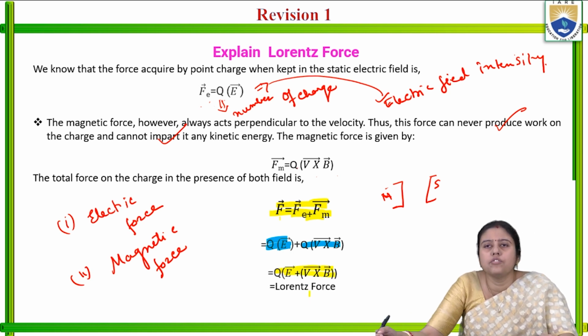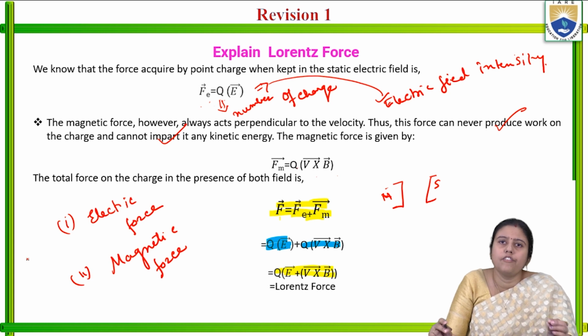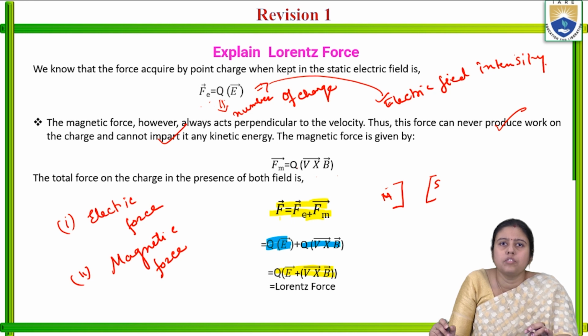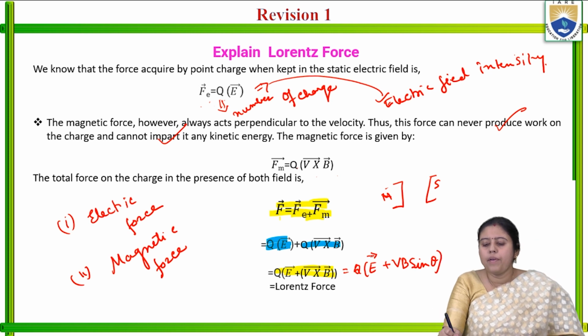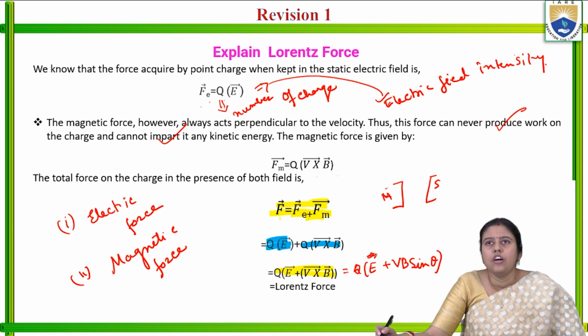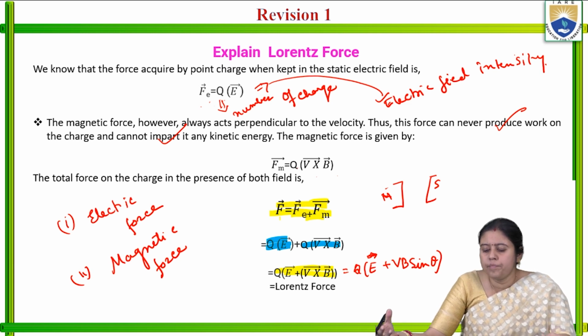and this force is known as the Lorentz force. So, what is the Lorentz force? Lorentz force has two parts. One is the electric force, another one is the magnetic force. qE plus qV cross B is equal to the Lorentz force. We can also write its magnitude as qE plus qVB sin theta. So, this is the total value, the equation of the Lorentz force.